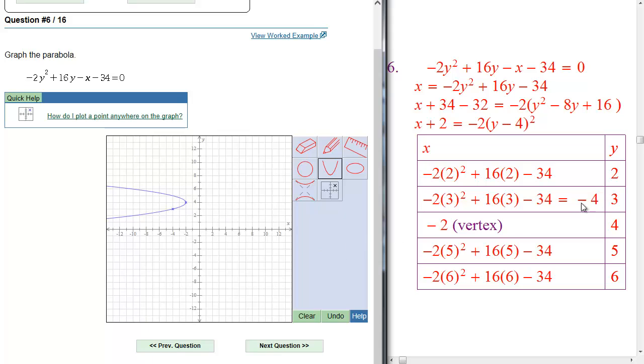Make sure that you really understand which is your x coordinate and which is your y coordinate, so you don't make mistakes, because that is one of the common mistakes that people make here. All right, next question.